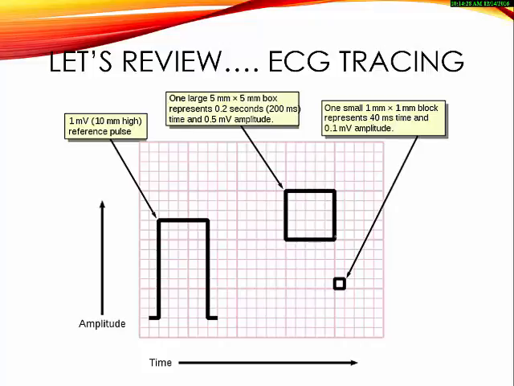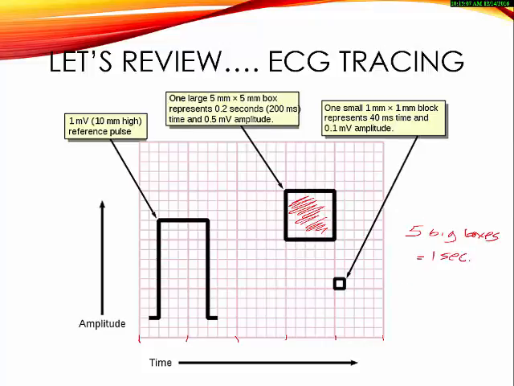So before we go into tracings, let's review a little bit about the paper that we use here, or the squares. Remember, one big square here is equal to about 0.2 seconds. So this is one big square. It's 0.2 seconds of beats. So if you want 1 full second, you're going to look from here. This is going to be 0.2 seconds, 0.4 seconds, 0.6 seconds, 0.8 seconds, and this is 1 second. So 5 big boxes is going to equal 1 second.